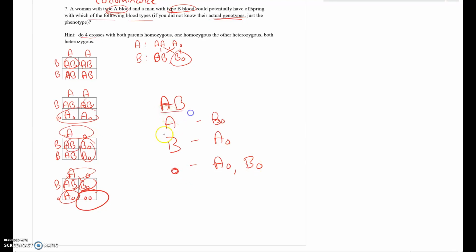So depending on what the child is, we can potentially narrow down some possibilities of what the genotype of the parents must have been.